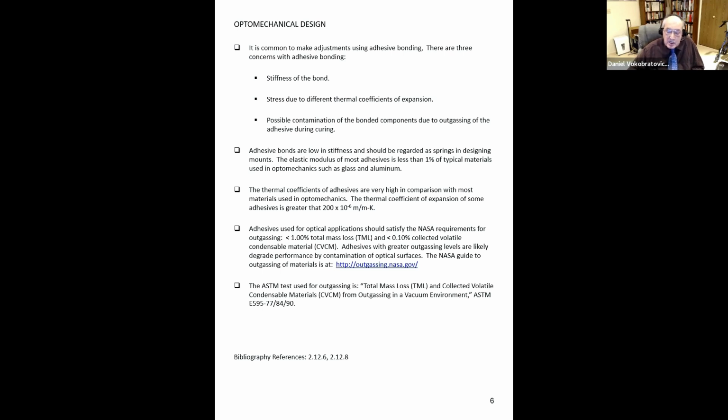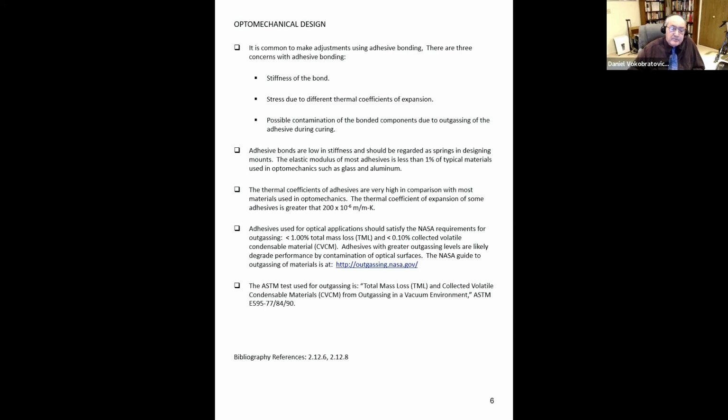Now, this is not something you need to worry about a whole lot. The government of the US has provided us a wonderful resource in the form of an outgassing website, which I've listed here, outgassing.nasa.gov, which has a lot of adhesives. So you can go through that list of adhesives, find one that has the particular properties that you're looking for, make sure it meets this criteria, and you're good to go. If your particular adhesive is not listed in the NASA database, I would suggest you should not use it because it's not properly characterized. There are a lot of adhesives in that database.